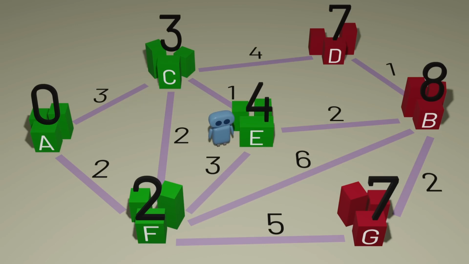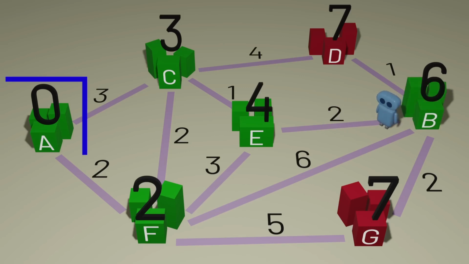The next town to explore is town E, among all the unexplored towns. It has the smallest value. Notice that each time we explore a new town, it's guaranteed that we will have found the shortest path to get to the town, since if there were some shorter path, we would have explored that shorter path first, because we prioritize exploring these smaller values.